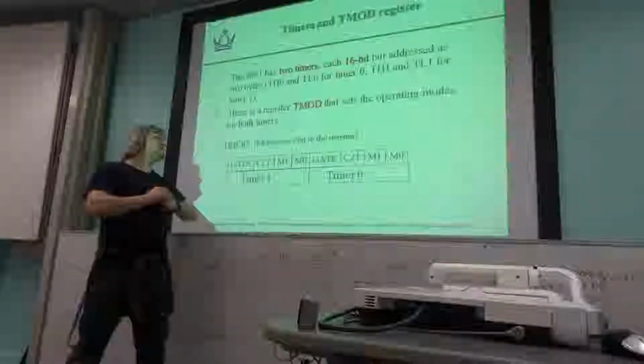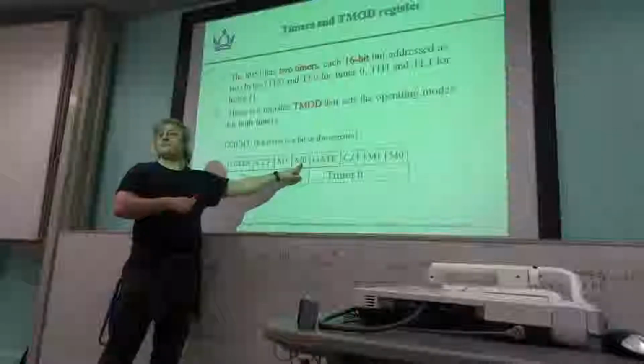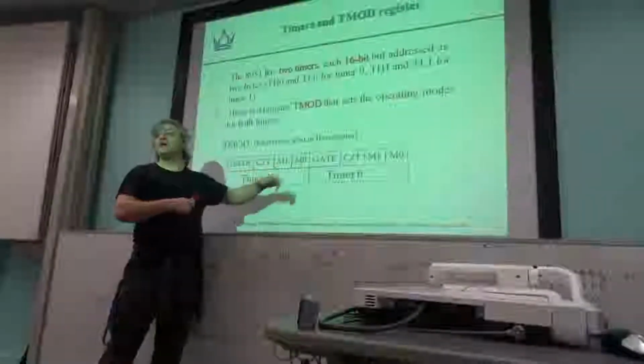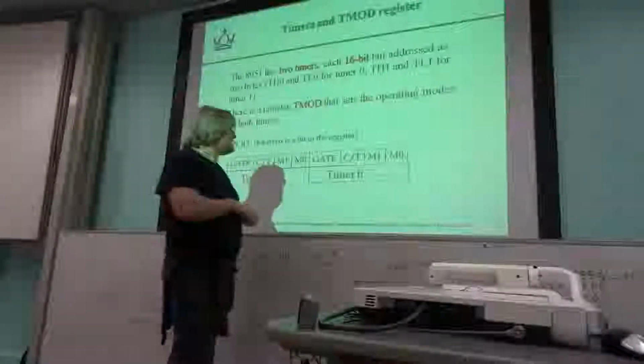So if you wanted the timer to be in Mode 2, you make this go high, you make this go low. If you want it in Mode 3, high, high. If you want it in Mode 0, low, low. And the same thing for this timer.